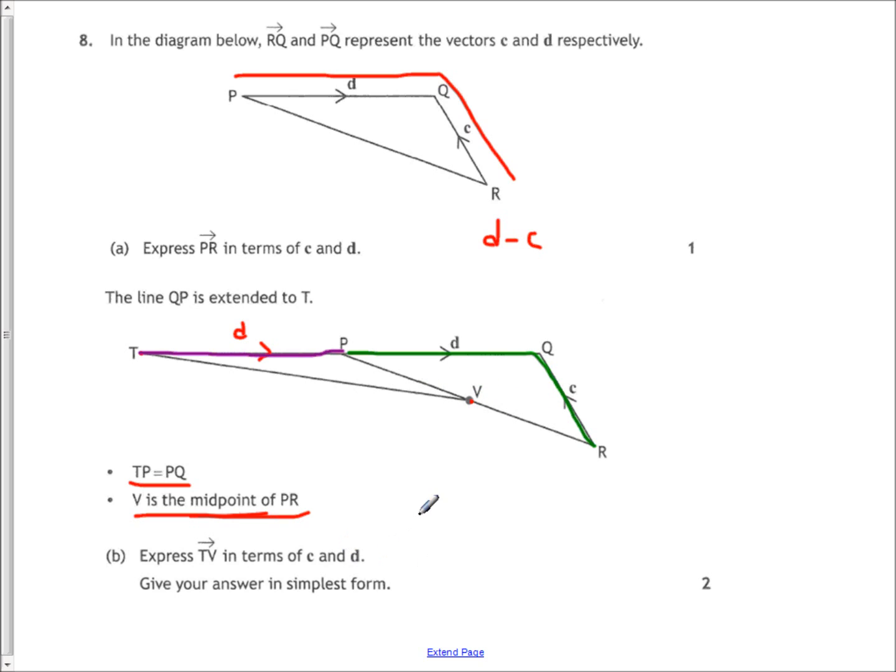So what you should really say is that TV is going to be equal to TP plus the half of the journey from P to R. Now you've already got the journey from P to R. You've done that in part A. So you just say, well, TP is D, and then you're adding to that half of your answer to part A. So that was D minus C. You tidy it up and you get 2 marks. It's a wee bit tricky, but it's only worth 2 marks. So if you don't get it, it's not the end of the world. Okay?